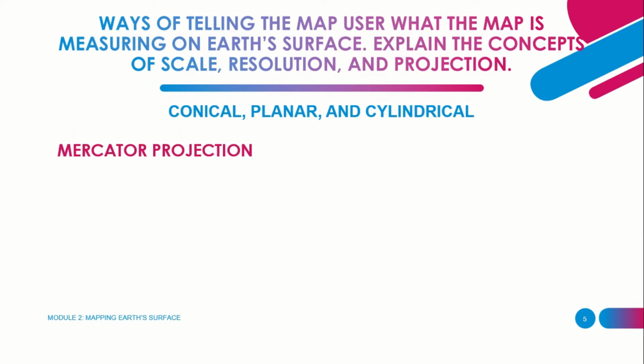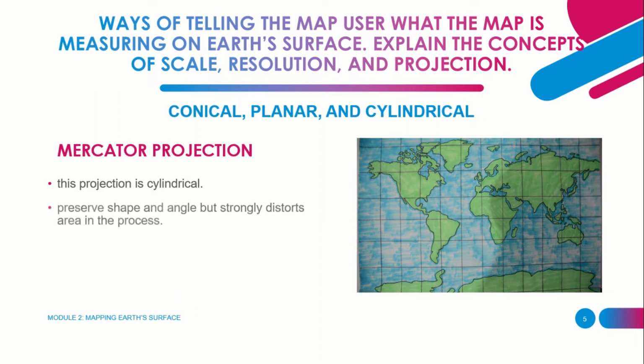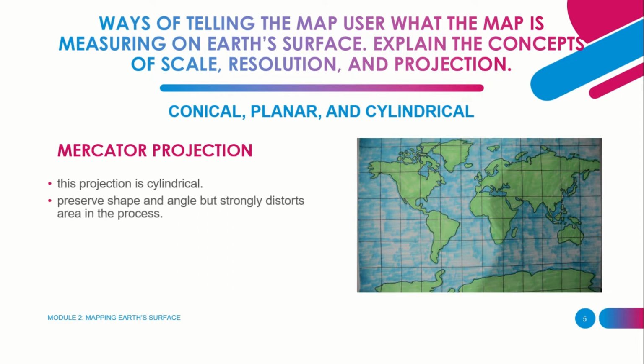Next is the Mercator Projection. This projection is cylindrical. The Mercator projection preserves shape and angle but strongly distorts area in the process. As you can see on the illustration given, Greenland looks large because it was distorted using this projection. It is used for navigation, topography or elevation, and weather maps.